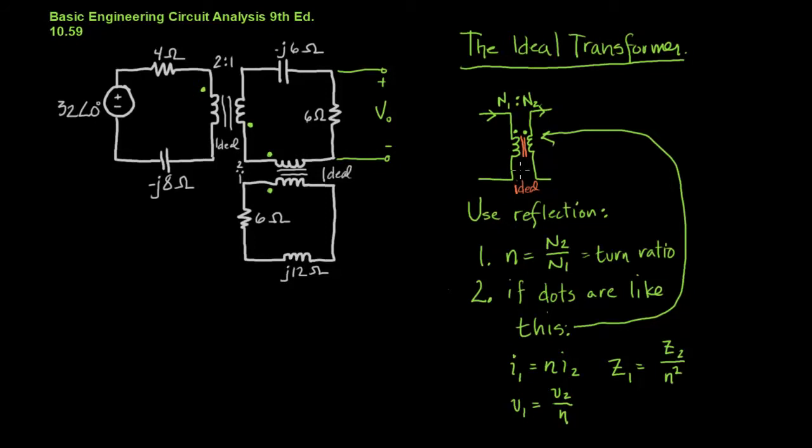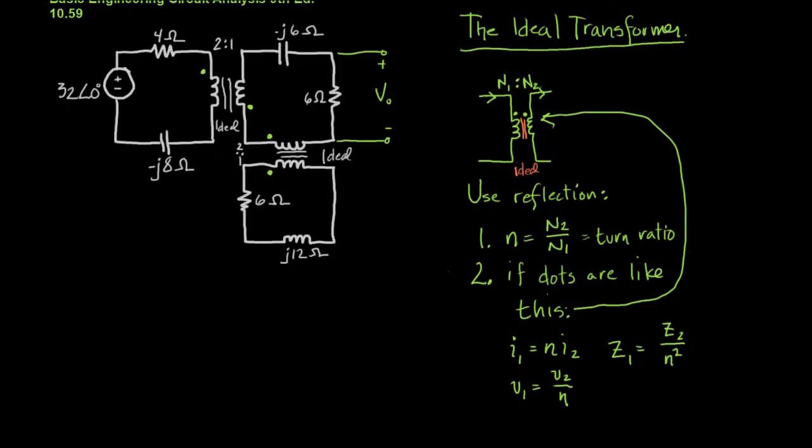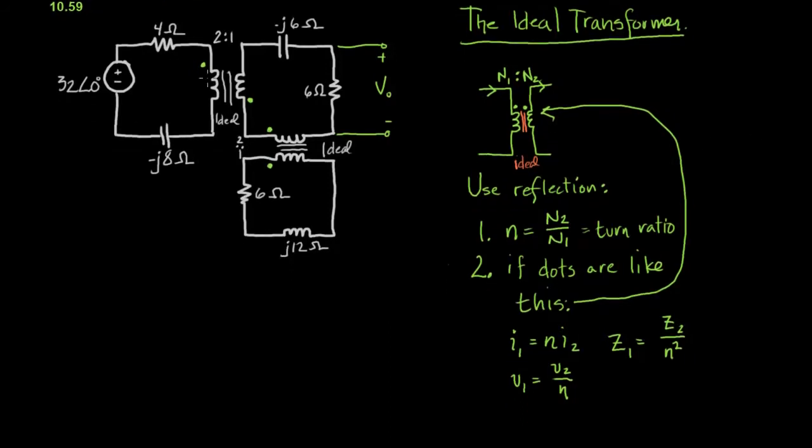Essentially, these problems are going to be typically very simple as far as the transformer is concerned, because what we're going to do is use reflection to simplify the circuit. Essentially, we can remove the ideal transformer from the circuit altogether. So we're going to define N as N2 over N1, and that will be the turn ratio.